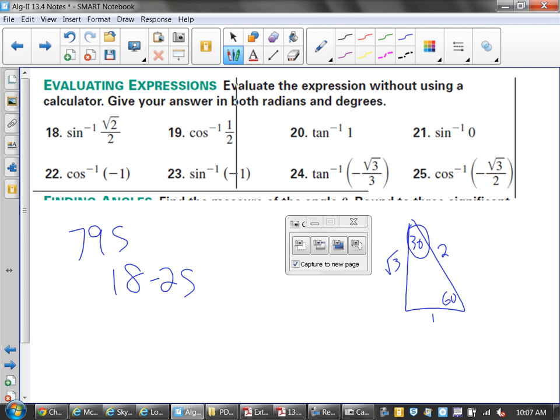I thought you said sine of... Oh, I'm sorry, I misheard you. The inverse cosine goes with the 60. I apologize, I thought you said 30. So yeah, it was -1/2, so that means it's a 60-degree angle, but it's negative, so it's -60 or negative pi over 3.